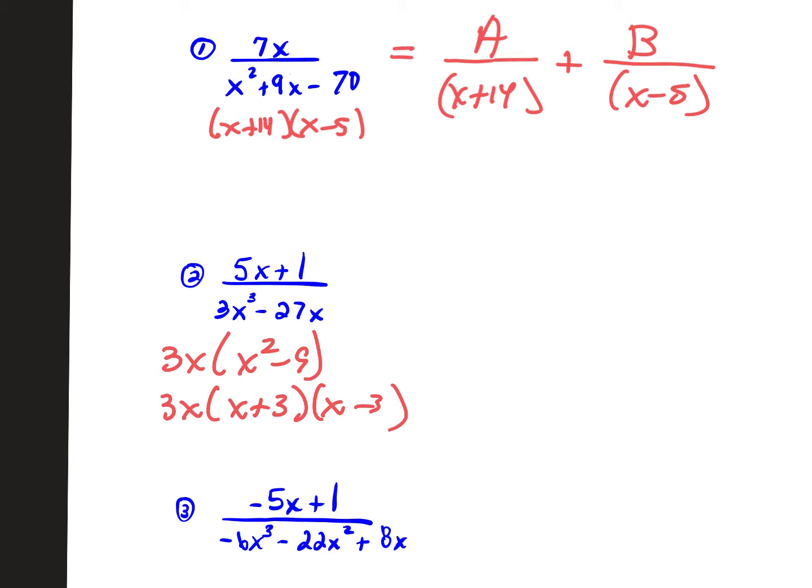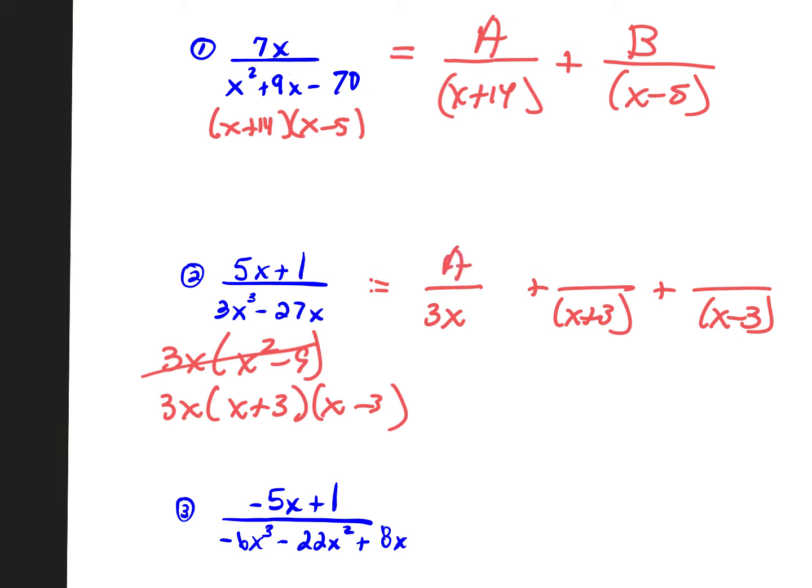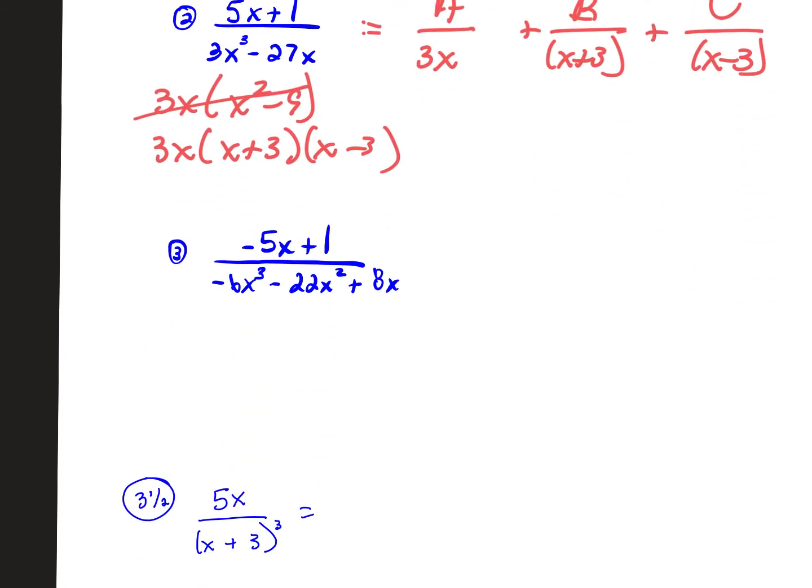So how many different factors do I have? 3. So how many fractions will I have set up? There you go. So I have 3x, x plus 3, and x minus 3. Does it have to be in that order? No. That's just how I wrote it. So you have A, we have B, and we have C. Make sense? All right, let's look at 3.